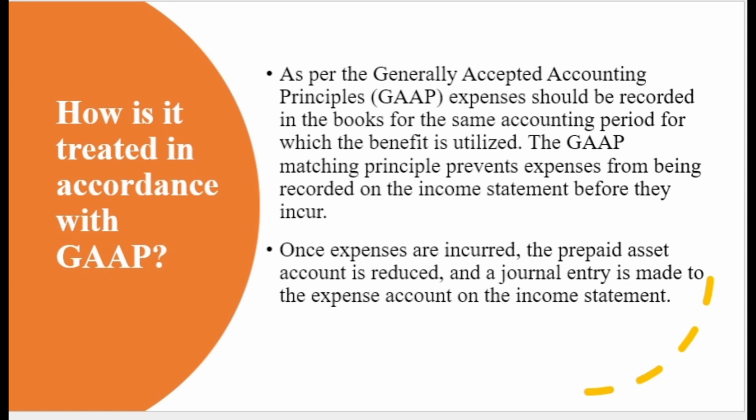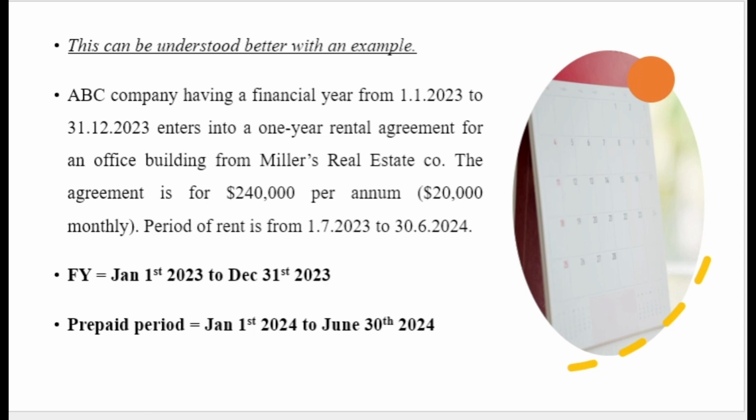Once expenses are incurred, the prepaid asset account is reduced and subsequently a journal entry is made to the expense account on the income statement. This is better explained in the coming slides. This can be better understood with an example.